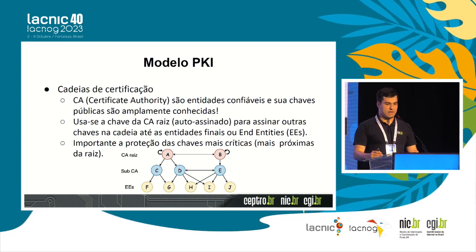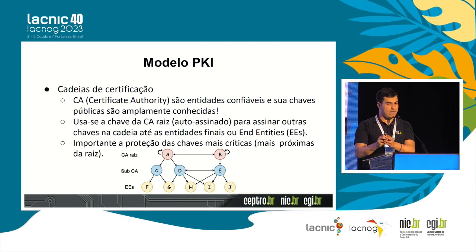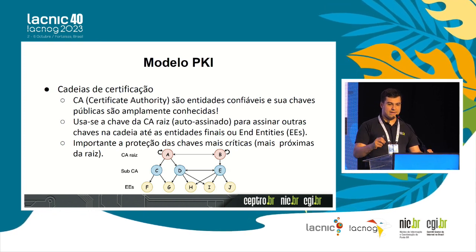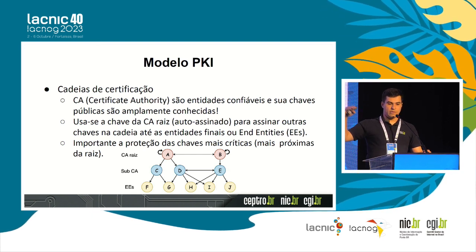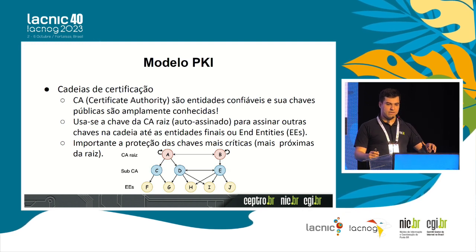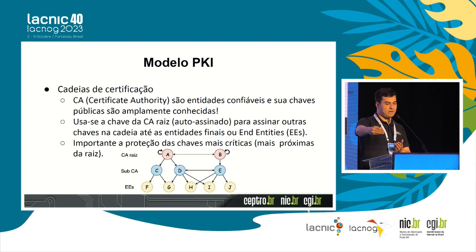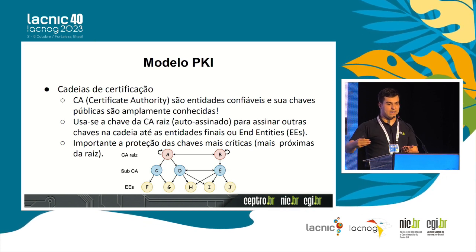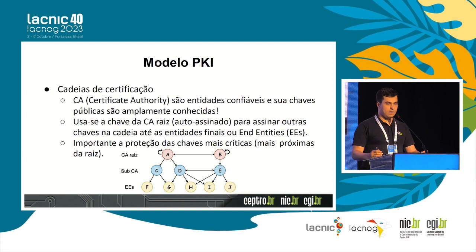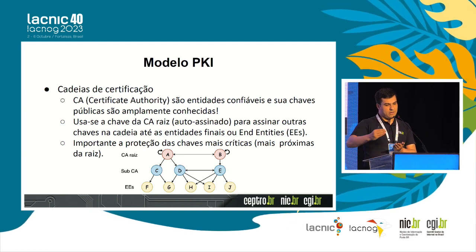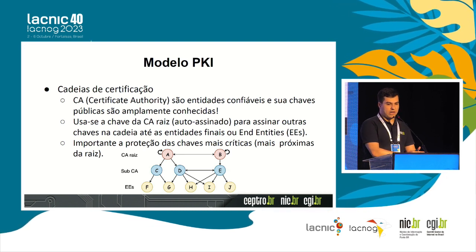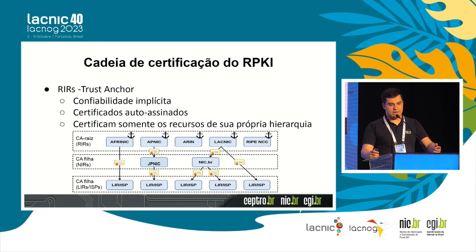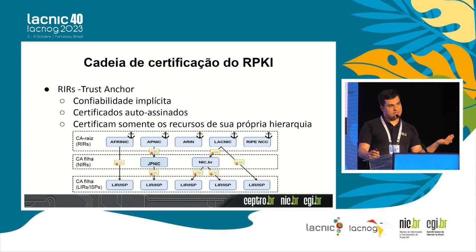To understand how PKI works as a certification chain, we have the certificate authorities, which are reliable, trustworthy entities with well-known public keys. Remember, it's public. And there we're going to use the root key. That is the highest part on top of the drawing, A and B in the drawing. That's the root that's used to sign the keys that follow in this chain. You sign the ones below, so you reach the lowest level, which are F, G, H, I, and J. Now, one signs the other, and that's how we work. So it's important to protect the more critical keys. We are talking of the private keys, because the model is an asymmetric encryption model.